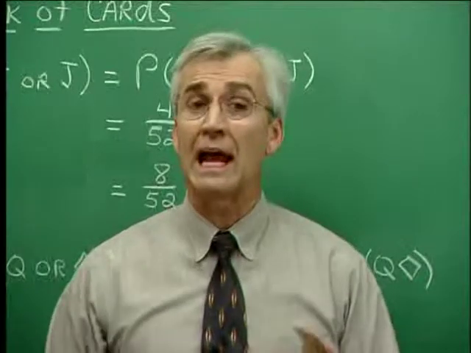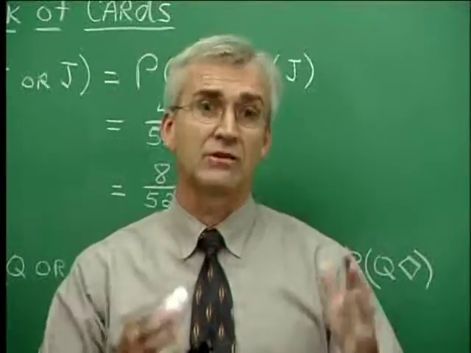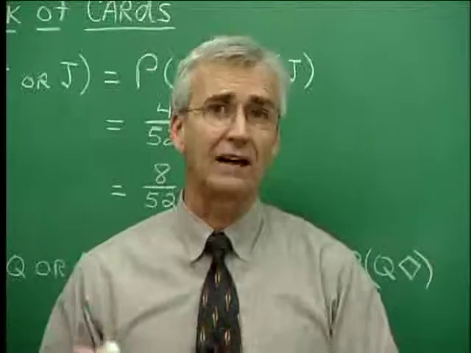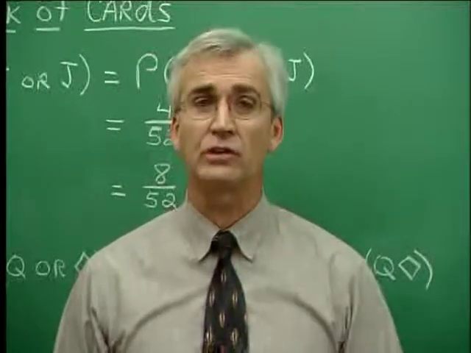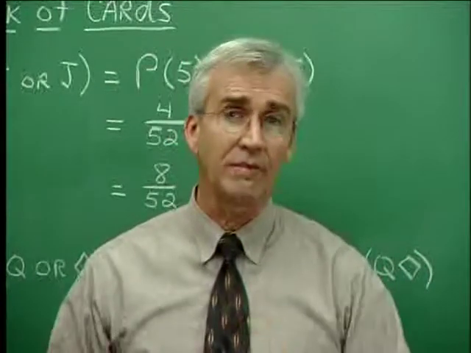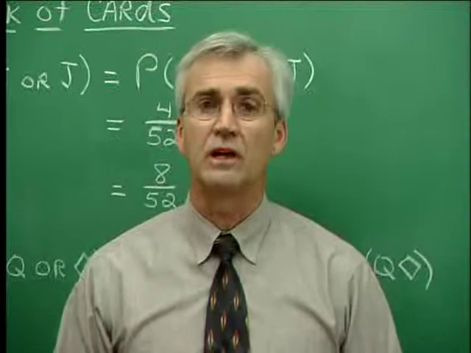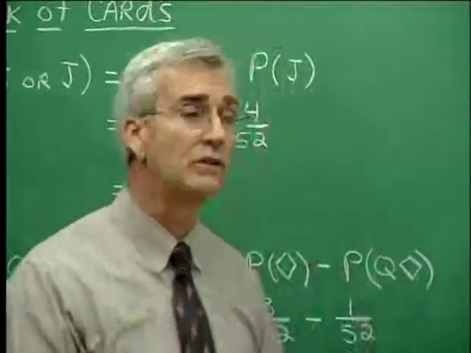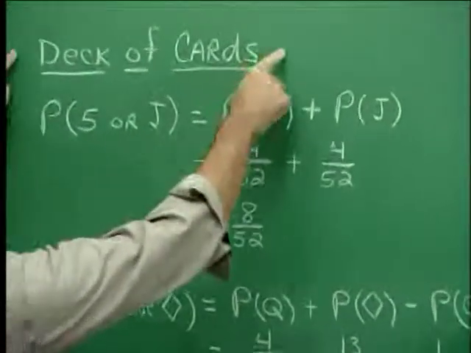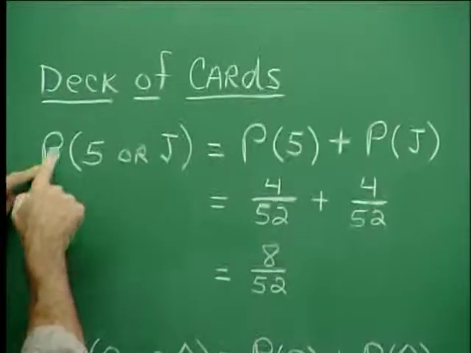Sometimes the word "and" is used in a probability. That is, the probability of this and that. Sometimes the word "or" is used in a probability request. The probability of this or that. Well, when those two words are used, we can make the calculations a lot of times in a rather special way. Consider this problem. We have a deck of cards, and we want to calculate the probability of drawing a 5 or a jack.